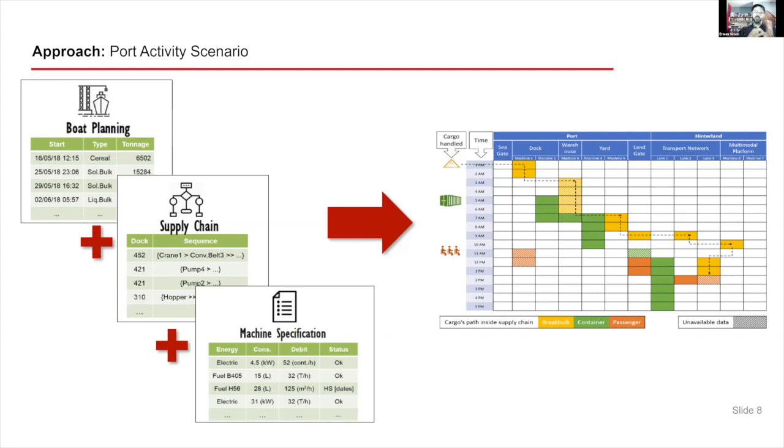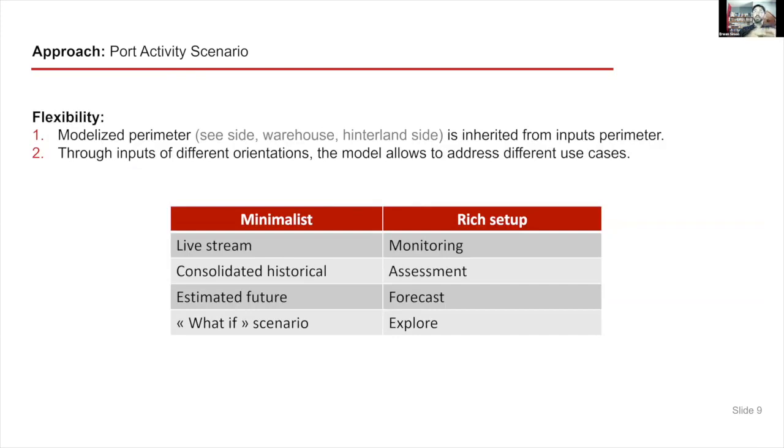that you can see nearly as a Gantt. What happened, when, how. So it's quite simple, but there are interesting things in that to address our issue, which is a huge need for flexibility to adapt to the data and needs of the user. So here we've got flexibility. We can adapt the modelized parameters from the input.